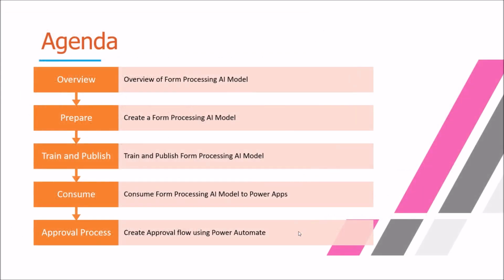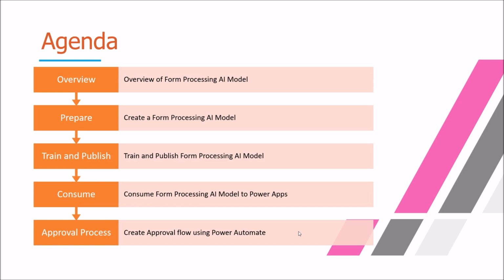So now let's get started and let me talk about the agenda for today's session. First of all, I am going to give you some overview about form processing AI model. Once we complete the overview part, we will take some form example and train our model. Once our model is trained, we will publish it. Then we will use our model inside Power Apps to scan the invoices. And once the invoices are scanned, we will insert that data into the SharePoint list.